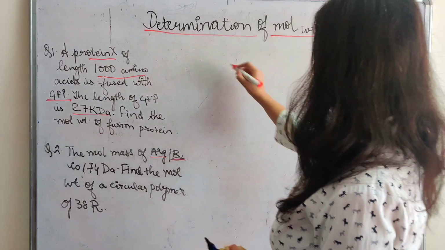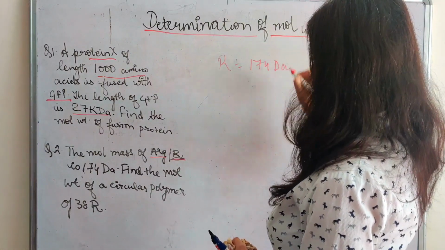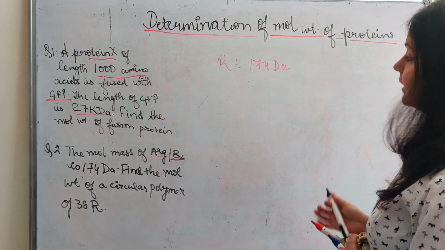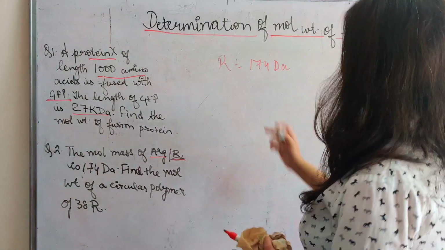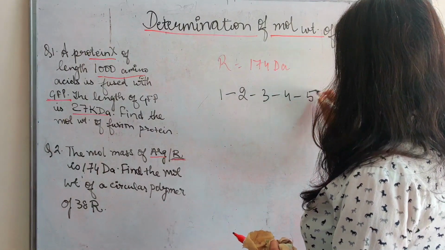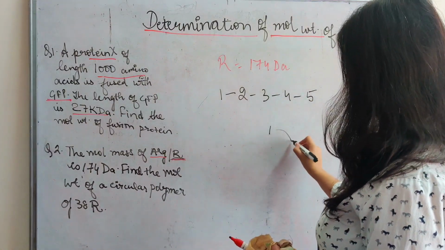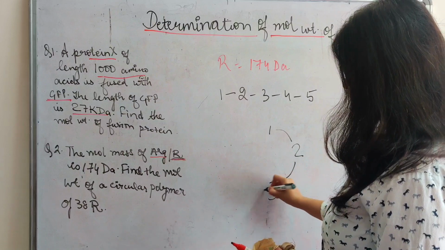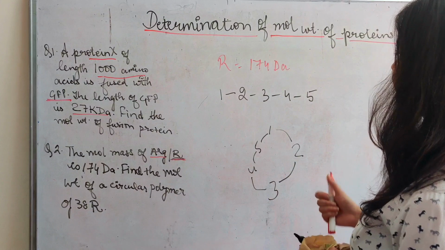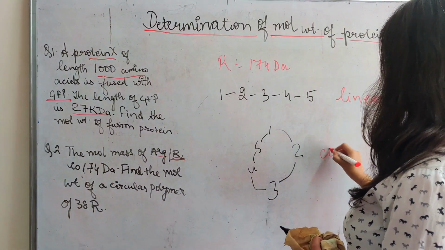Moving on, it says arginine has a molecular weight of 174 Dalton. Now it says find the mass of a circular polymer of 38 arginine residues. Okay. So what is linear? I'll take 1, 2, 3, 4, 5 amino acids making a protein. And in the circular case, amino acids can join like this as well to form a protein. So this is a linear arrangement, and this is a circular arrangement.